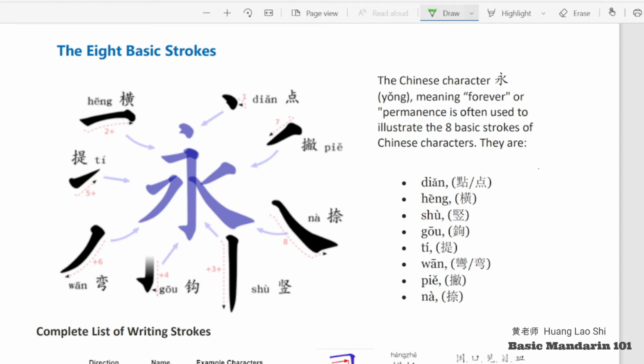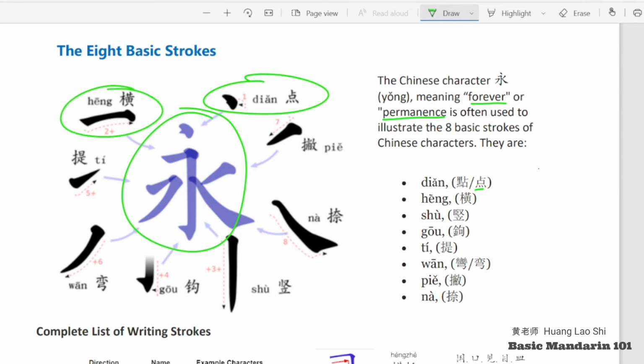Alright, now we have here the 8 basic strokes. This Hanzi is called Yong, meaning forever or permanence. Why? Because it is often used to illustrate the 8 basic strokes of Chinese characters. So here they are. The first one is Tian. The second one is Heng. Third is Shu. Fourth is Ko.